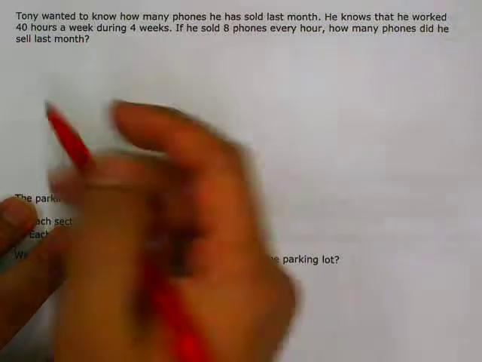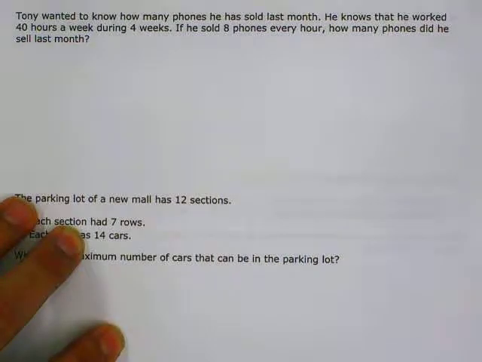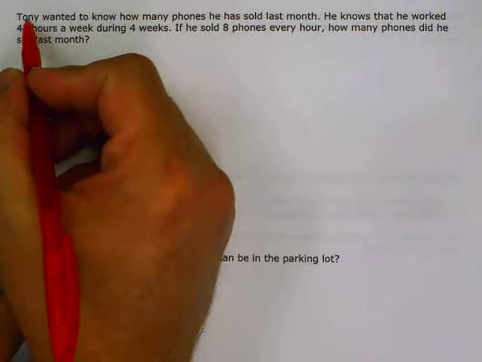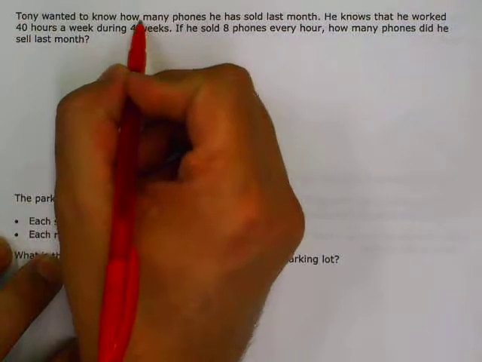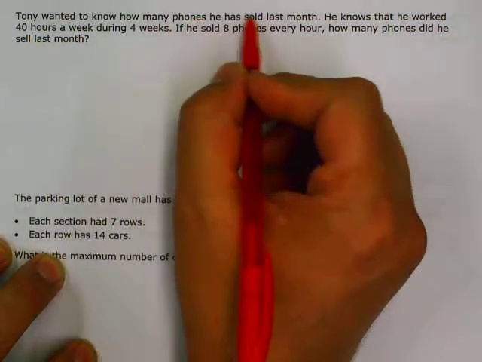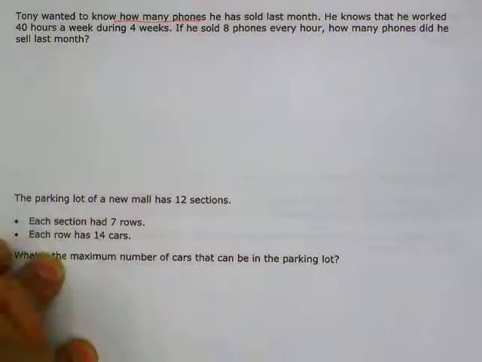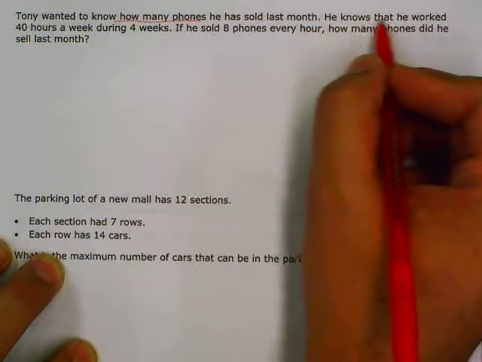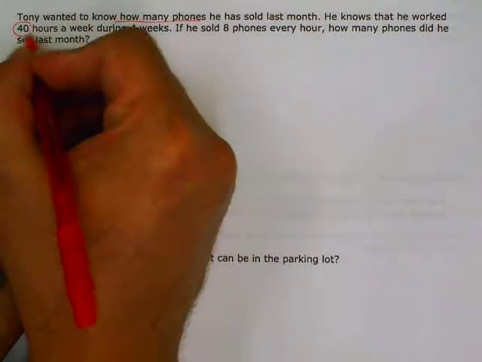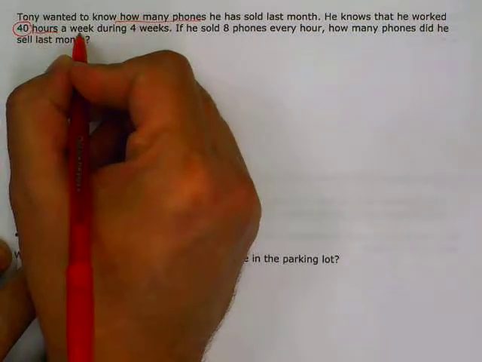All right, so here is another two-step multiplication problem. It says Tony wanted to know how many phones he has sold last month. Okay, so we need to know how many phones he sold. He knows that he worked 40 hours a week during 4 weeks.